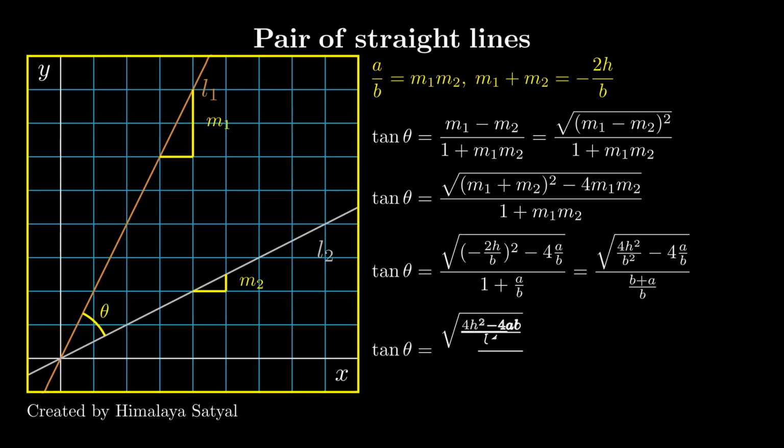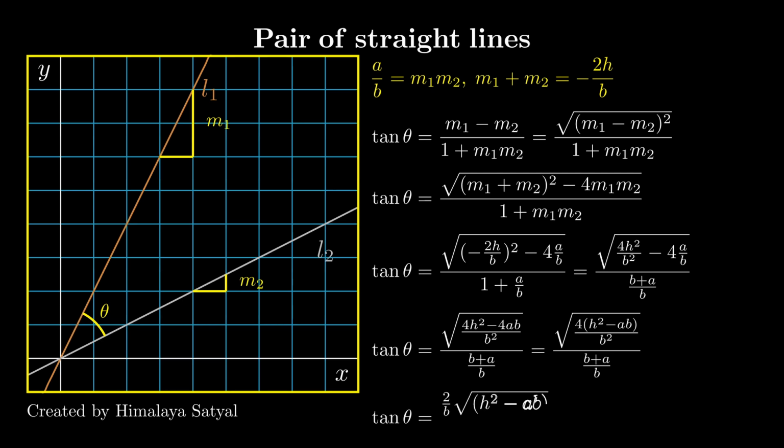We further simplify the expression inside the square root to get square root of 4 times h squared minus ab over b squared, whole divided by b plus a by b. We can keep reducing this until we get tan theta is equal to plus minus 2 root h squared minus ab by a plus b.